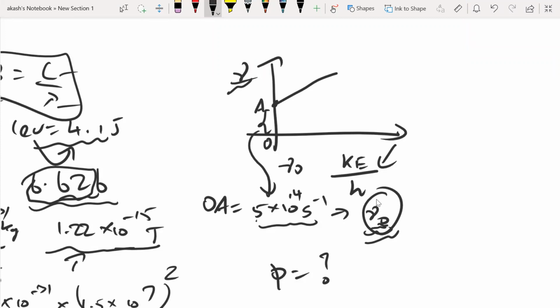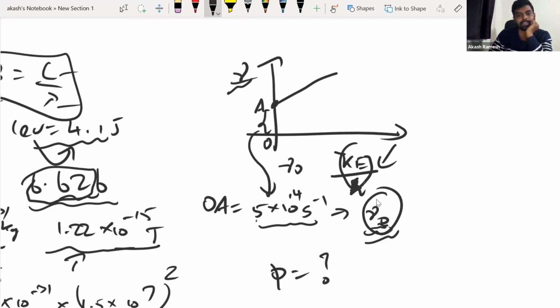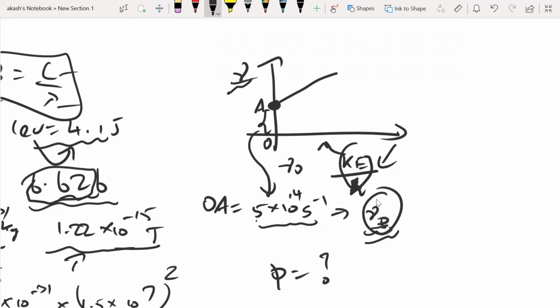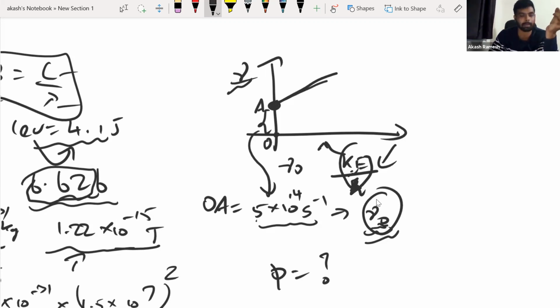Okay, answer this question. Till this point, you are keeping on increasing the frequency. Forget about this h. What is the value of kinetic energy till this point? From the graph, what can you tell? 0, right? You can see this is the y-axis. Still it is 0. The kinetic energy is still 0. But once you cross this frequency and increase it, only then the kinetic energy value comes.